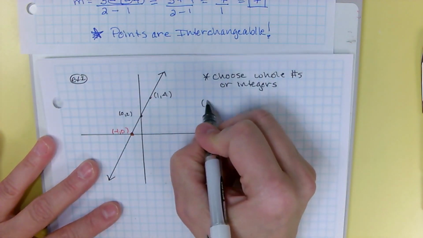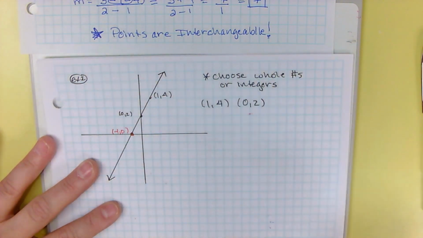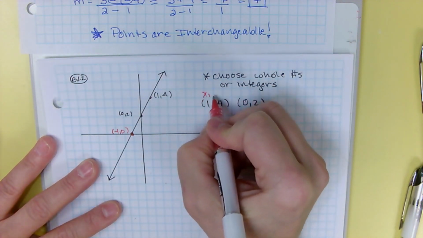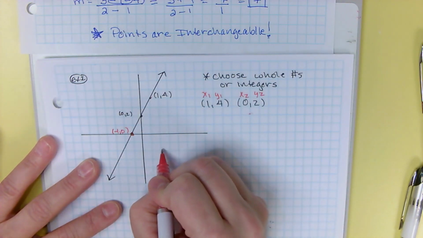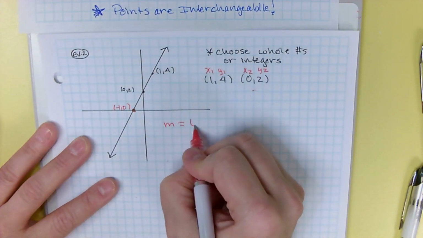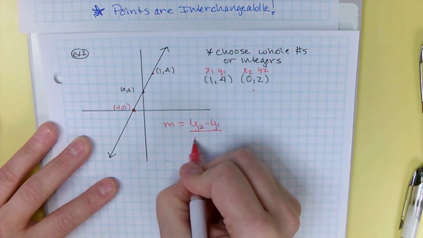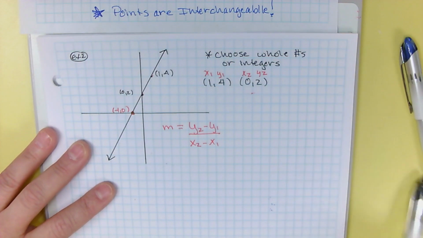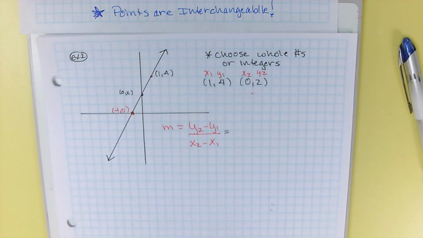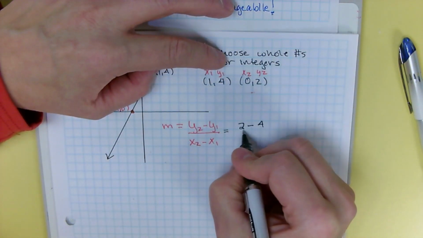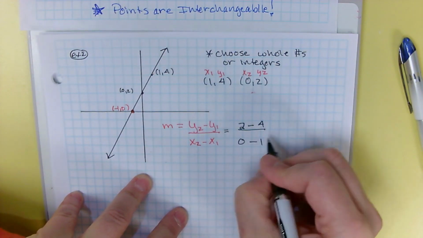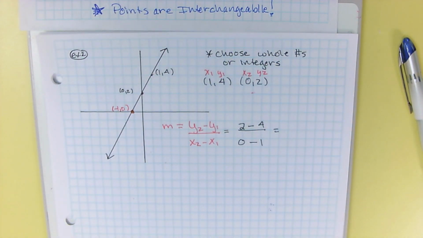So we're going to pick 1, 4, and 0, 2. We're going to designate our points x1, y1, x2, y2. And then again, I'm going to have you write this formula because I want you to memorize it. Slope equals y sub 2 minus y sub 1 over x sub 2 minus x sub 1. And the word sub, when I say x sub 1, the sub just means subscript, small one. All right, let's put these points in here. So y sub 2 is 2 minus y sub 1, which is 4, over 0 minus 1. Go ahead and finish that.